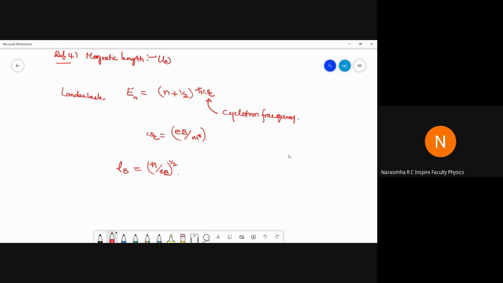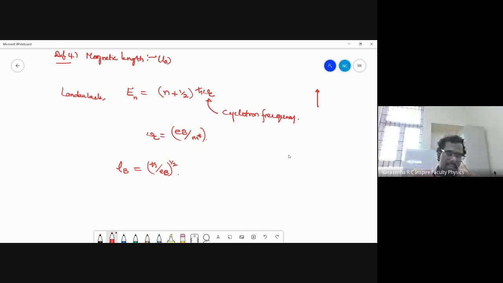To the power. So this is one of the characteristics. Now this electron will try to have a rotation around this field direction. So these are called cyclotron orbits, and the corresponding energy will be (n + 1/2) ħω_c. So the radius of this orbit is L_B. That is what we are calling the magnetic length.